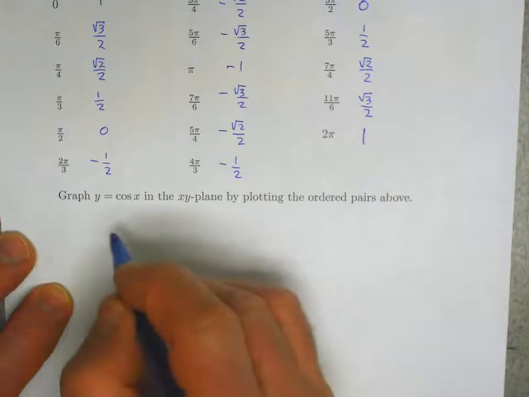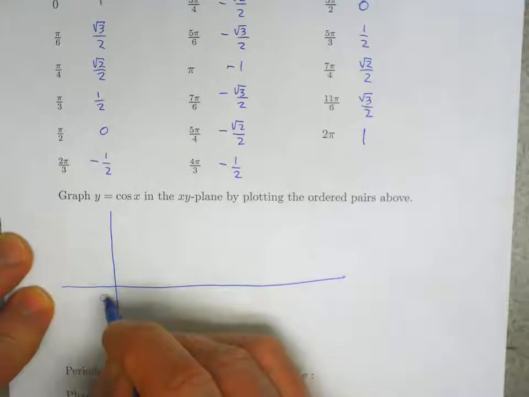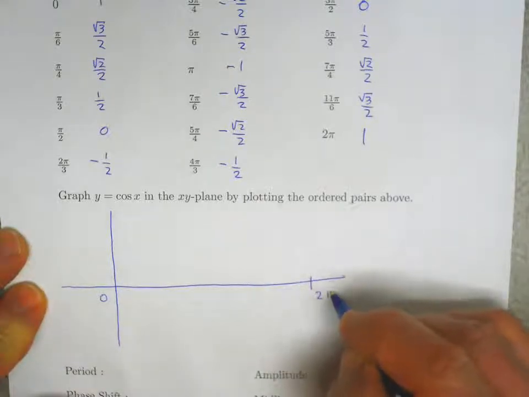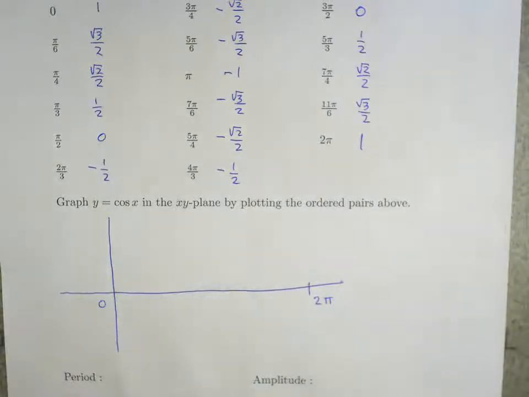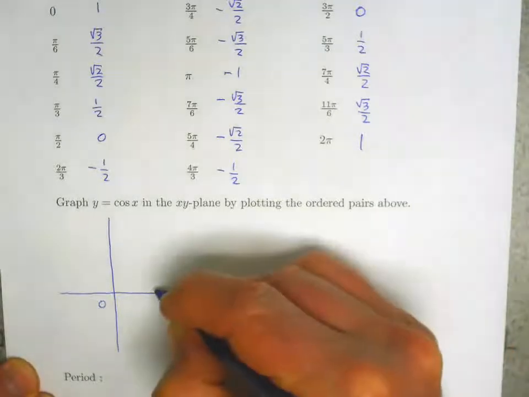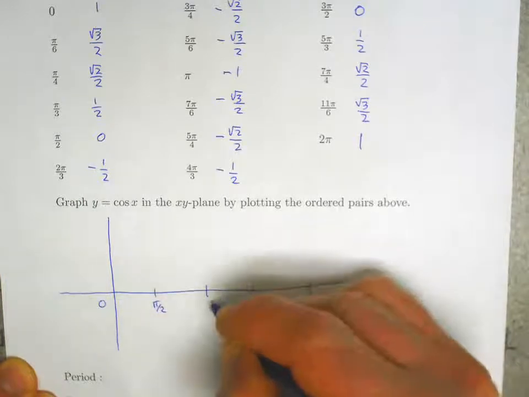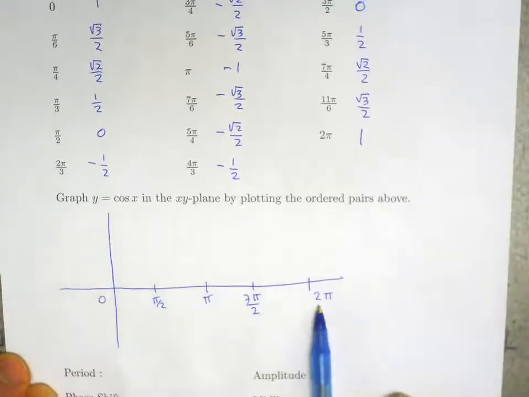Okay, so we're going to start at x equals 0, and we'll stop at 2 pi. So just like we did with the sine, we want to subdivide this interval into 4 parts. So from 0 to pi over 2 to pi to 3 pi over 2 to 2 pi.